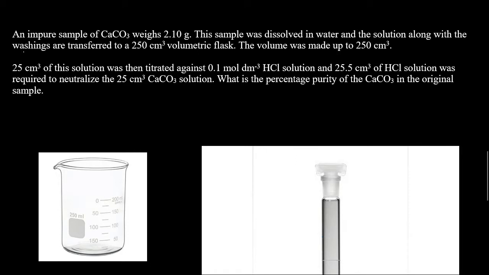Okay, so I'm just going to explain what's happening here. Basically what you have is an impure sample of calcium carbonate which weighs 2.1 gram. In the real world, you would have that sample, say this is your solid 2.1 gram calcium carbonate sample. You add a little bit of water and dissolve it. So the whole sample is dissolved, and you have a solution of calcium carbonate with some impurities in it. Then you transfer this into the volumetric flask.